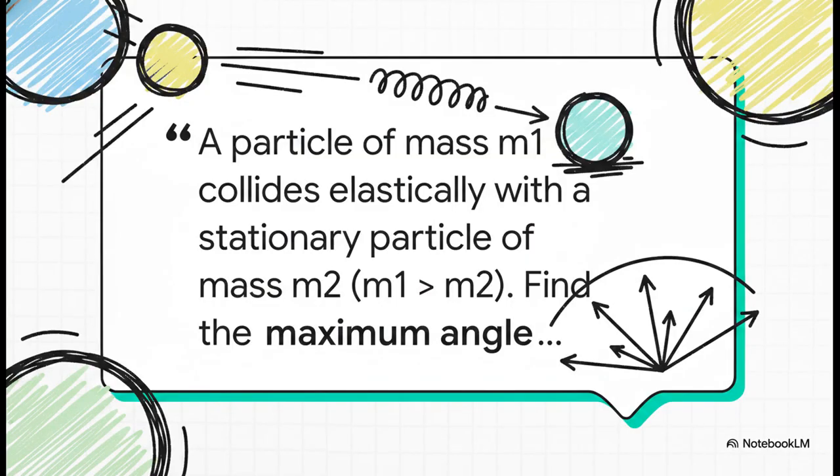So here it is, problem 1.175. Let's pull out the important clues. We've got two particles, M1 and M2. M1 is moving, M2 is just sitting there. The key word here is the collision is elastic. That's a huge hint. And, this is critical, the particle that's moving is heavier. M1 is greater than M2. Our job? Find the biggest possible angle it can get knocked off course.